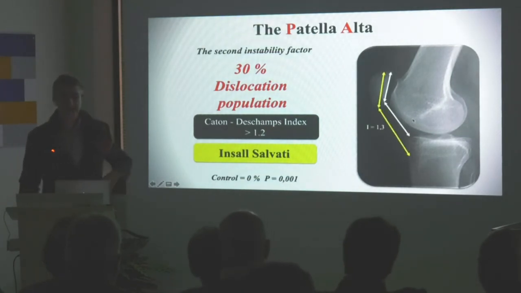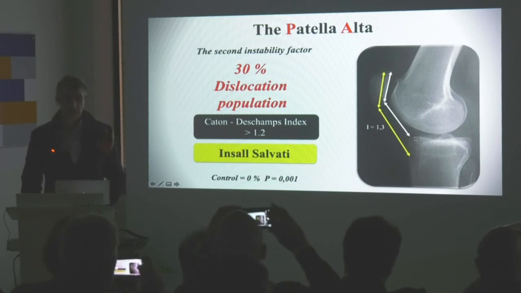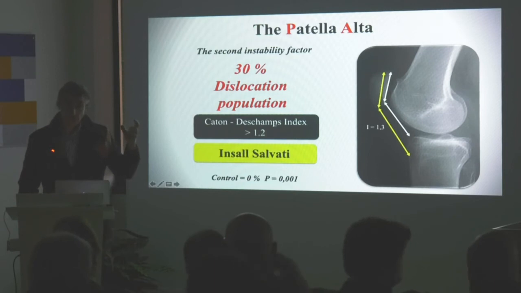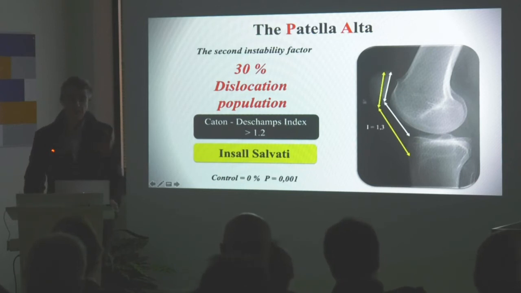Then the second factor, the patella alta, 30% in the dislocation population, and you can use different indexes. The most useful one is the Caton-Deschamps index, because it is a very good surgical index. You have the ratio, it's 30 on 20, and you will correct them just to bring back to a normal ratio. If you use Insall-Salvati, with the landmark of the tibial tuberosity, when you do a distalization, you will stay with the same index. So it's not a really good surgical index.